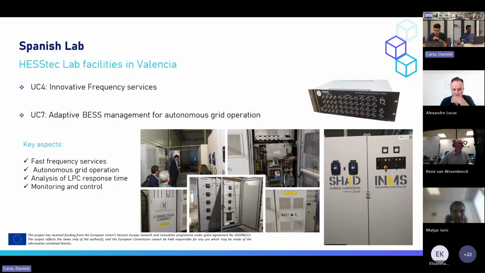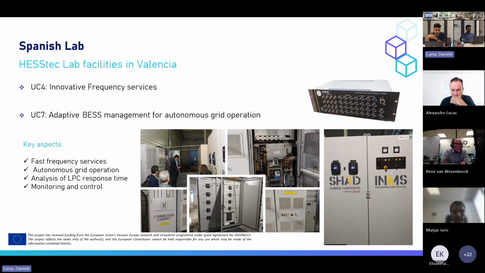Last but not least, we have the Spanish pilot, and in particular, this was a laboratory environment. Again, we had two use cases here. Use case 4, innovative frequency services, and use case 7, adaptive battery energy storage system management for autonomous grid operation.